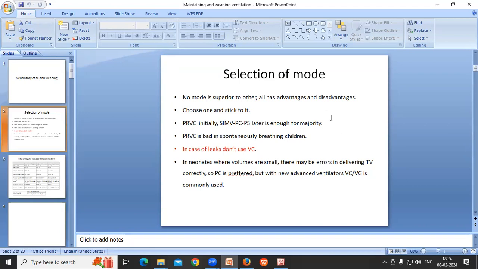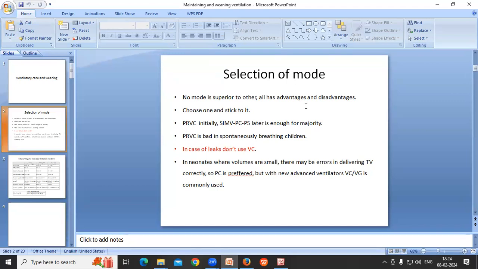It all depends on what the patient is doing. If you keep on SIMV PCPS and allow the patient to decide what he wants to do, you want to breathe, you don't want to breathe, he's breathing more, he can wean. So that one mode you can use as an initial mode, maintenance mode, and weaning mode. That one mode is enough. But the only thing is, you need to sit at the bedside and monitor whether the child's lung is the same, worsening, or improving. Based on that, you need to adjust your pressures.